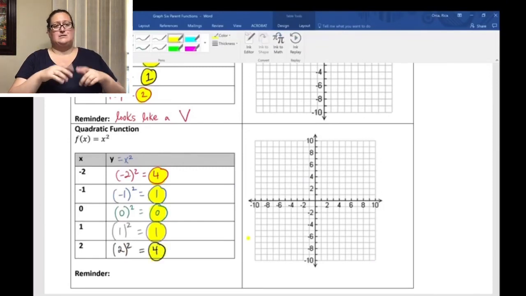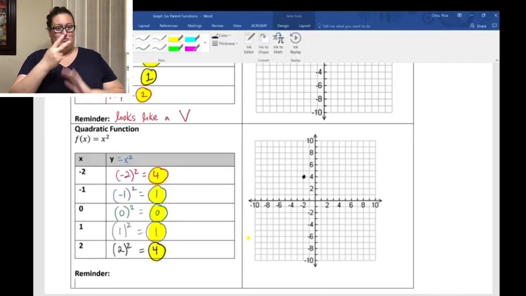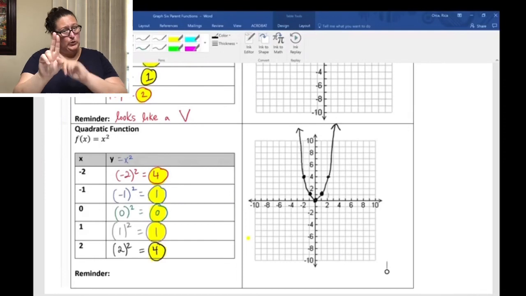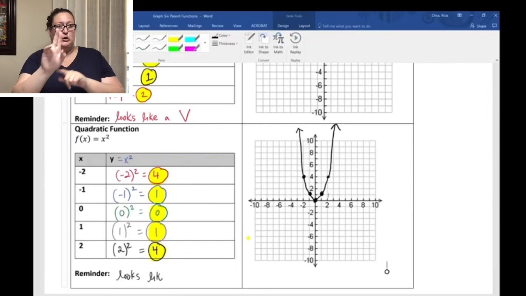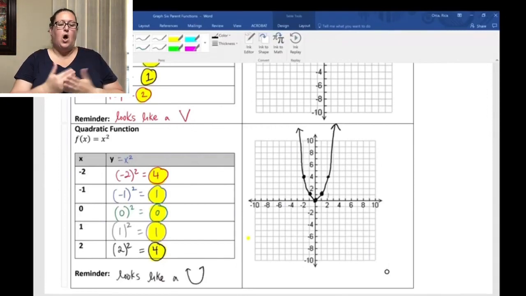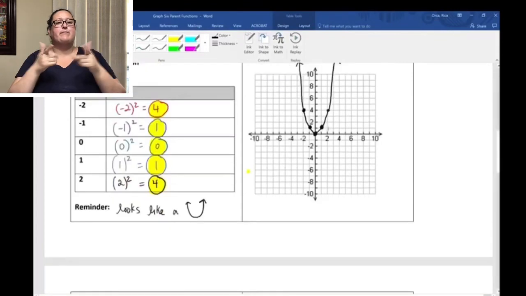Now let's take these points and plot them. We have a point at -2, 4, -1, 1, 0, 0, 1, 1, and 2, 4. So I want you to remember that because this is a quadratic function, the graph should look like a U. So reminder, looks like a U. All quadratic functions will look like U's. All absolute value functions will look like V's. Moving on.